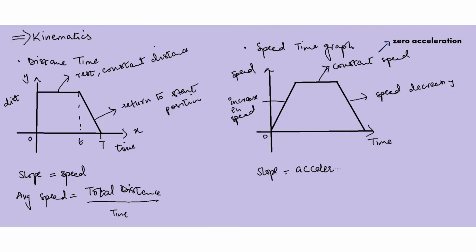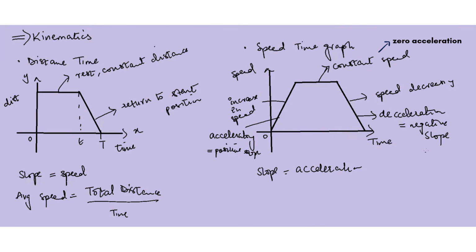Now for the slope of a speed time graph, slope gives us acceleration. If we look at our graph, in the first part over here, it's accelerating because the speed is increasing. And in the third part, since the speed is decreasing, that means we have deceleration happening. So the first part will have positive slope because there's acceleration happening, and for deceleration, we'll have negative slope because obviously there's a decrease in speed.